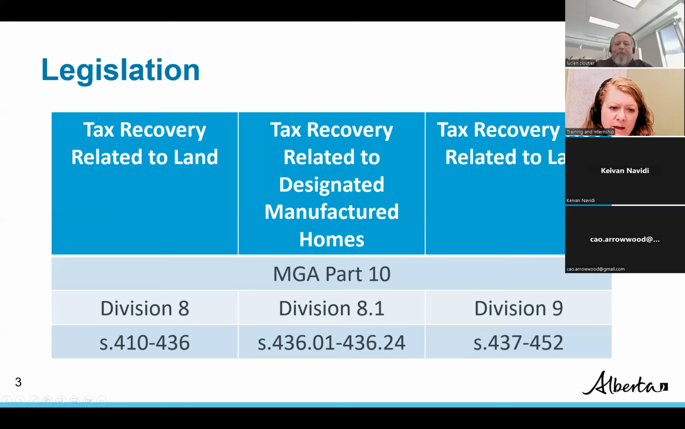Then there's tax recovery not related to land, covered off in Division 9. This method can also be used for DMHs and should be used for business taxes, crown lease land, and some non-residential properties like linear and machinery and equipment. And this method can be completed in less than 1 year and is completely different than the other 2. It is the least used, however, it is becoming more commonly applied in rural municipalities for machinery and equipment. So it's important to understand the types of properties that qualify under each method.